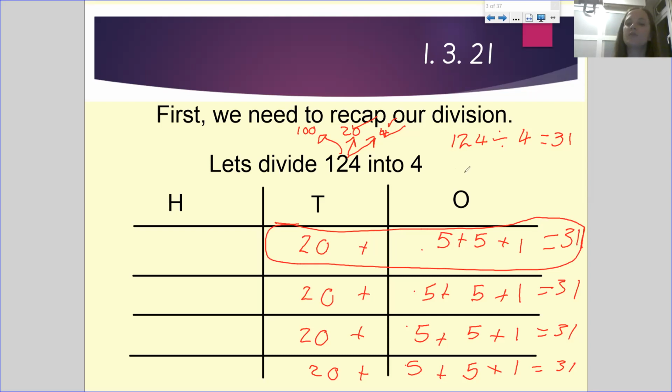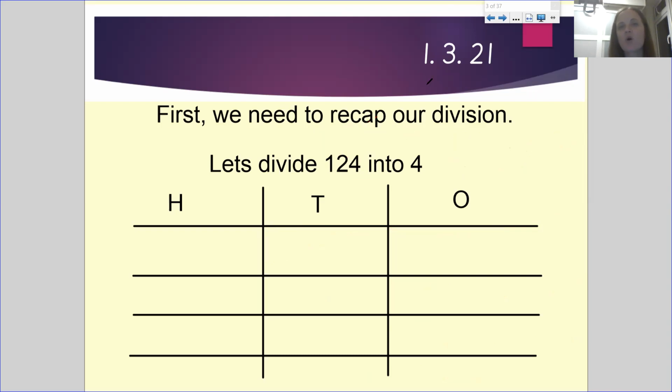Okay, 124 divided by 4 is 31, and we could check our answer by going 31 times 4, which will give me 124, because 1 times 4 is 4, and 30 times 4 will give me 120, and I could add it together. So you can either do it just by writing the numbers, or you could do it by drawing counters in each one of these.